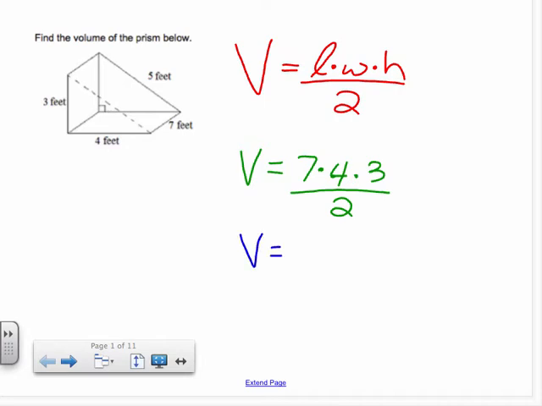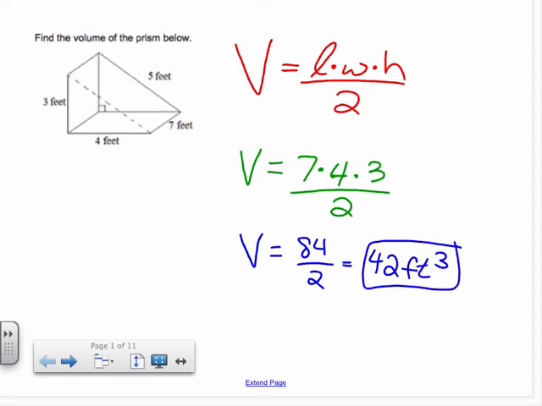So volume will then equal 7 times 4 is 28, 28 times 3 is 84, which we'll divide by 2, and we get 42 feet cubed. 42 feet cubed is the answer. So once again, you do length times width times height, but then you divide it by 2.